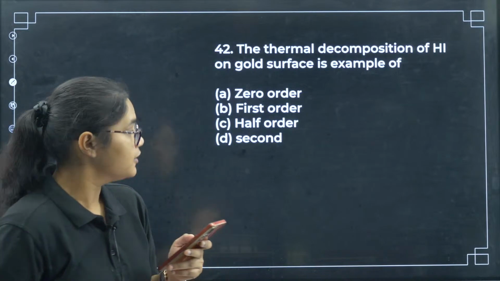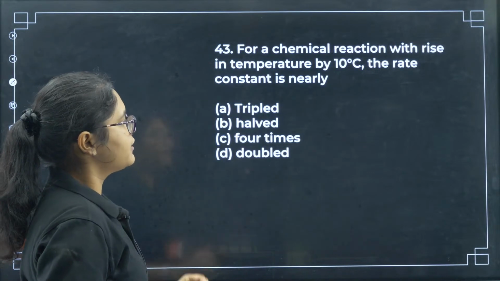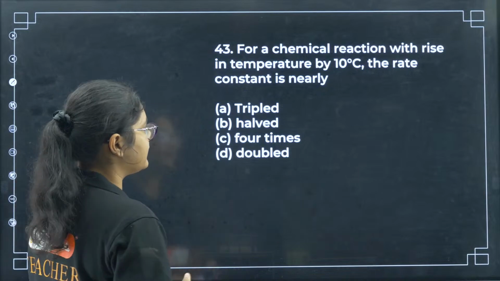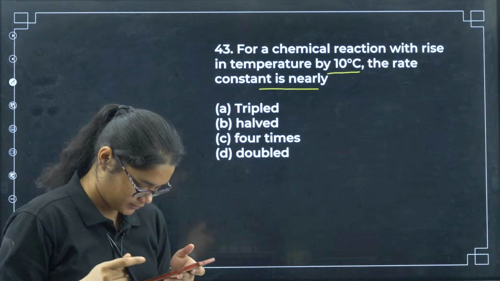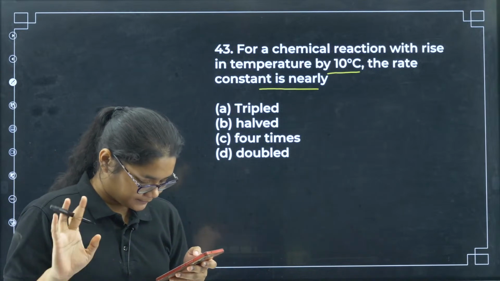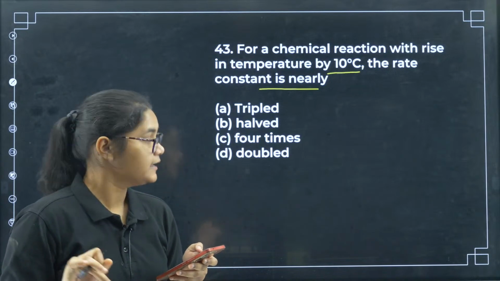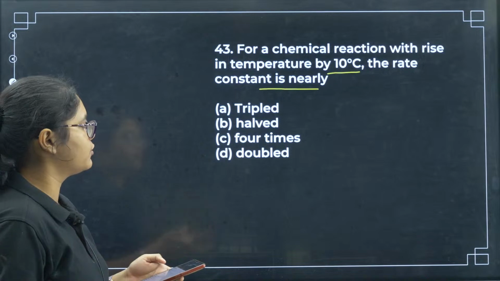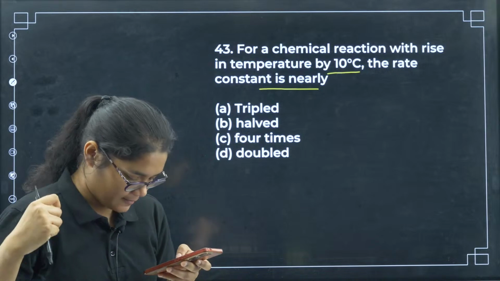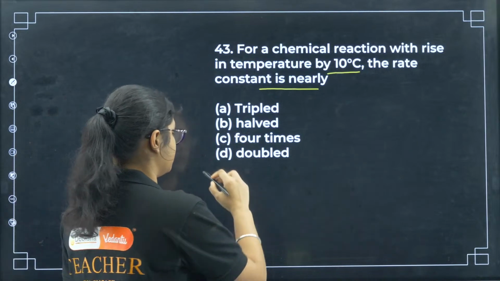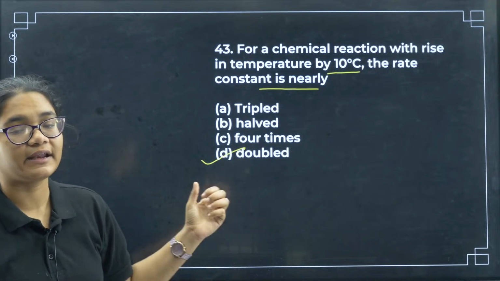Okay, 42A, zeroth order, all of you have given the correct answer, very good. Next, for a chemical reaction with a rise in 10 degrees Celsius, the rate constant is nearly what? Is it tripled, halved, 4 times, or doubled? For every 10 degree rise in the temperature, the rate constant is actually doubled. Yes, 43D is the correct answer. This is the effect of temperature on the rate of a reaction.